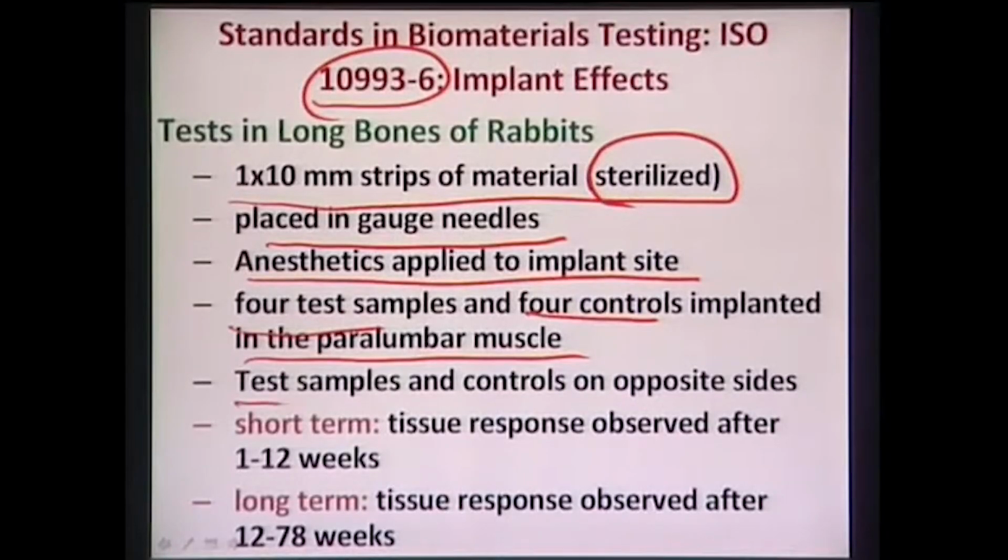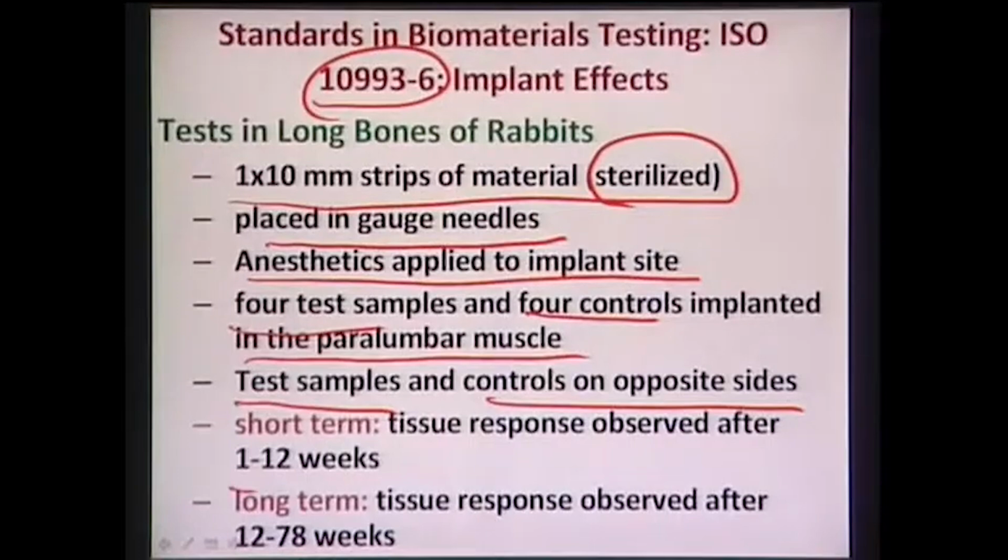Now, test samples and controls go on the opposite sides. That means if you take one leg of the rabbit, you put your test samples, and if you take the other leg, you put your control samples. So, these are on opposite legs. Short-term studies, as I said, are up to 1 to 12 weeks. For long-term, you have to do this tissue response study up to 78 weeks.